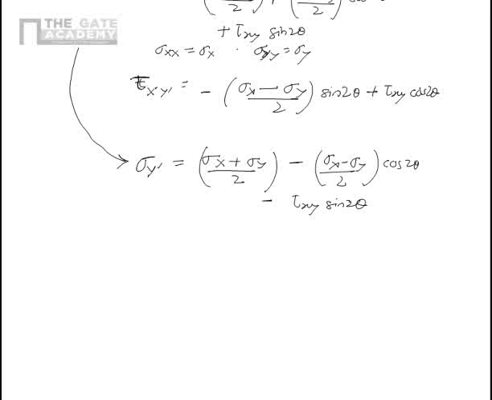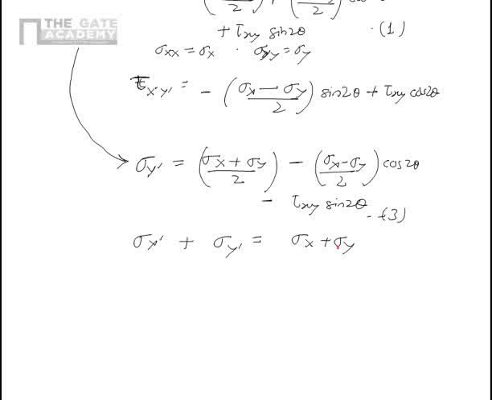Now from these two equations, let's say this is equation number 1 and this is equation number 3, sigma x dash plus sigma y dash is equal to sigma x plus sigma y. Now that's an important consideration, because if we know the sum of the two stresses at any particular orientation, we know that the sum of the normal stresses doesn't change. That's a really important consideration to remember. Now let's see some important practical applications.